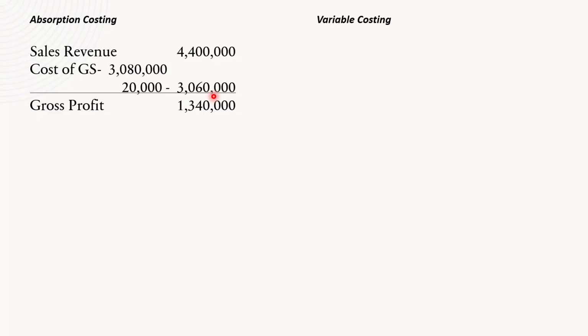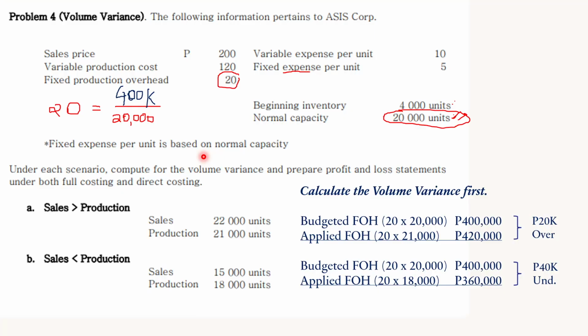Now we are going to deduct the variable selling expense. The variable selling expense is 10 per unit, 22,000 units sold. So 10 times 22,000 is 220,000. Then finally, the fixed admin. Yung fixed admin, dapat lagi yan nakatotal. Ang weird lang na yung fixed expense, no? Naka-base daw sa normal capacity. So, blank divided by 20,000 is 5. So, ganun din, work back, no?